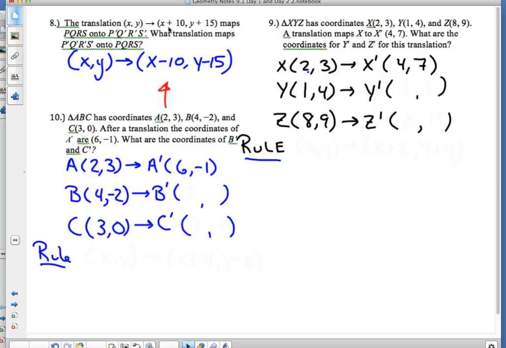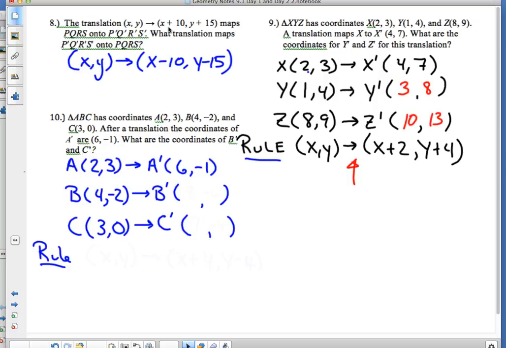And this next one, in number 9, triangle XYZ has coordinates X (2, 3), Y (1, 4), and Z (8, 9). A translation maps X to X prime, which is (4, 7). Now, X went from 2 to 4 and 3 to 7. What are the coordinates of Y prime and Z prime for this translation? Well, 2 to 4, I added 2. 3 to 7, I'm adding 4. So my rule becomes that, and I apply that rule in both situations, and I got (3, 8) and (10, 13). Are y'all okay?